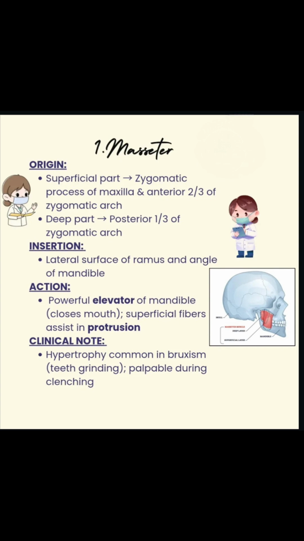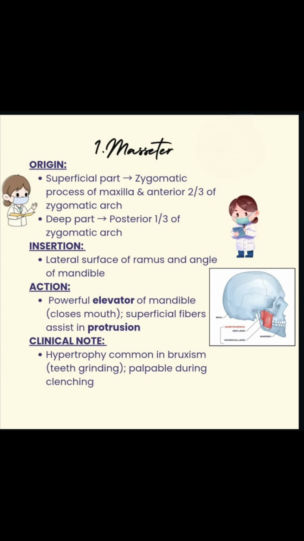Let's discuss the origin of this muscle. The superficial layer originates from the anterior two-thirds of the lower border of the zygomatic arch and the zygomatic process of the maxilla. The middle layer originates from the anterior two-thirds of the deep surface of the lower border of the zygomatic arch and the posterior one-third of the lower border of the zygomatic arch, and the deep layer from the deep surface of the zygomatic arch.